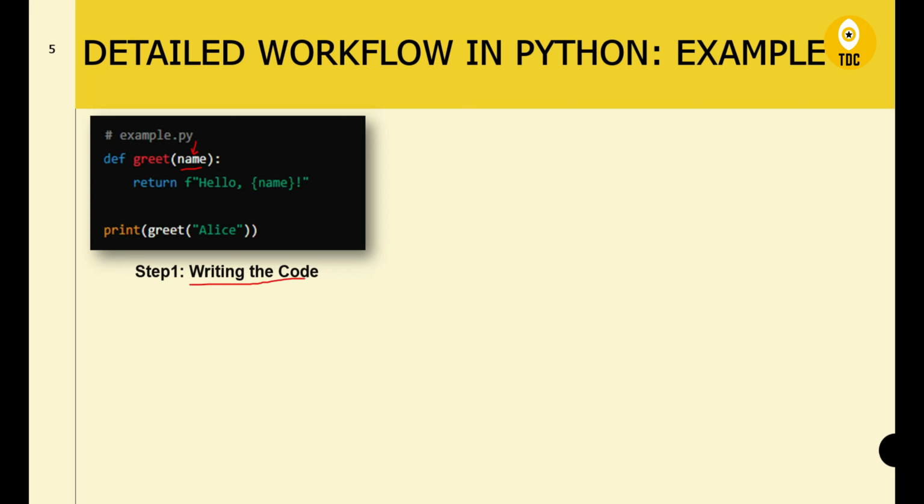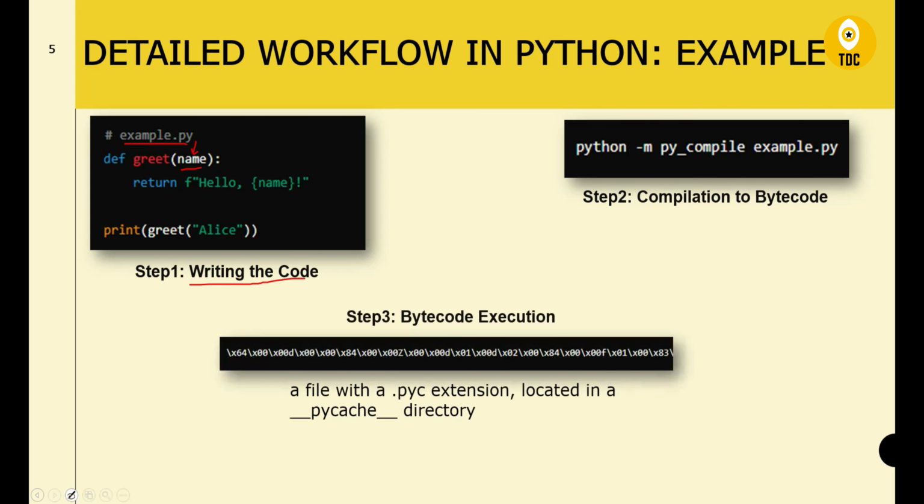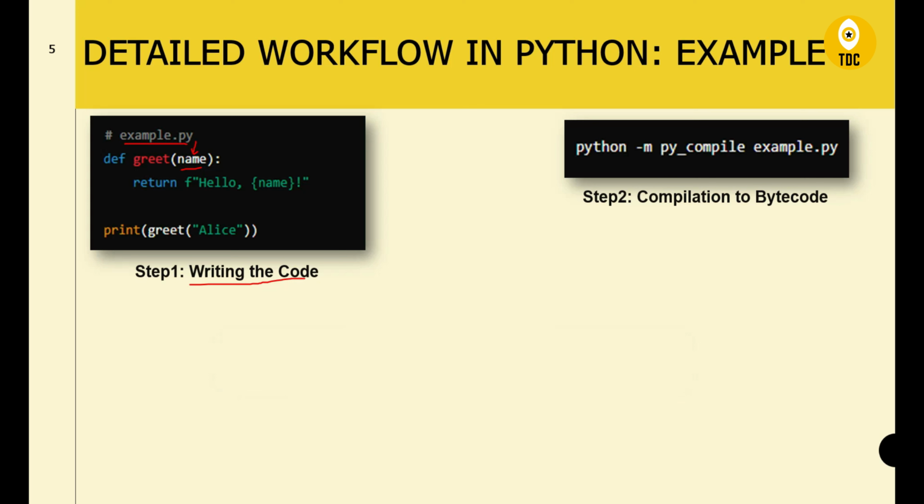So this is the first step where you write your code and save it as a .py file, example.py, okay? And then the compilation starts, right? So exactly what is happening here is you need to start your execution. How do you compile your file?